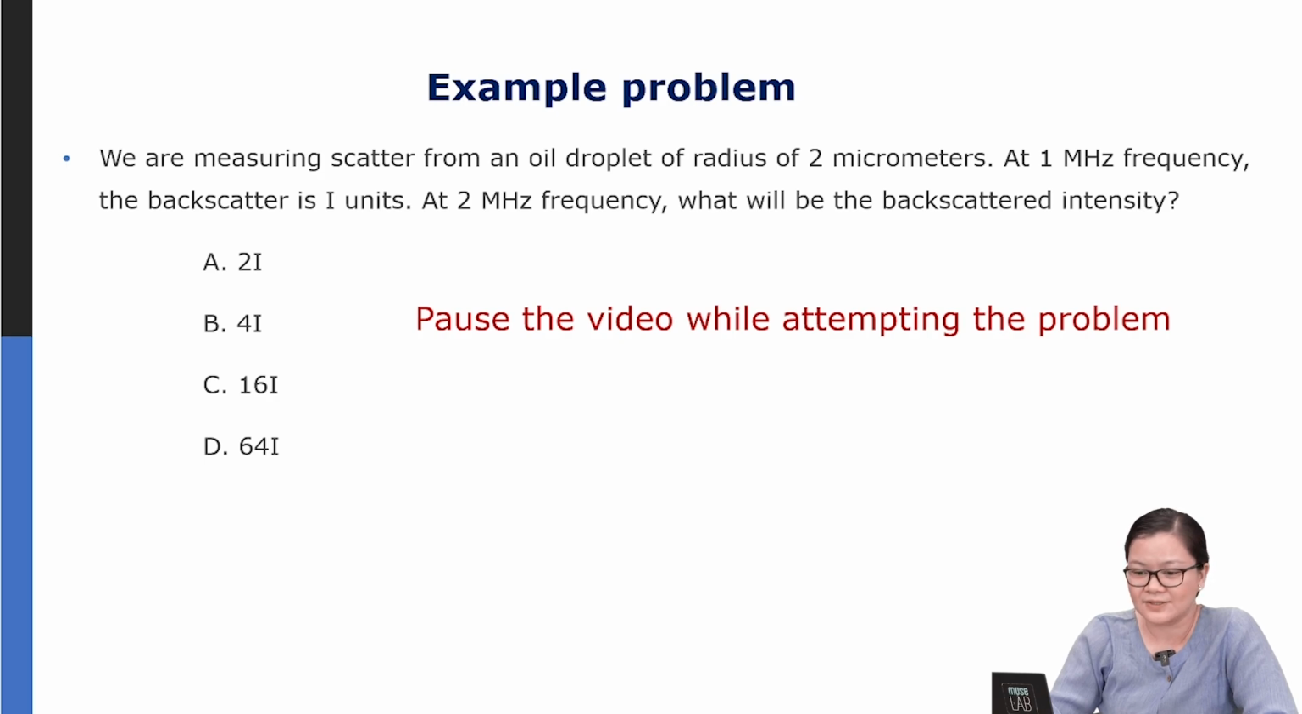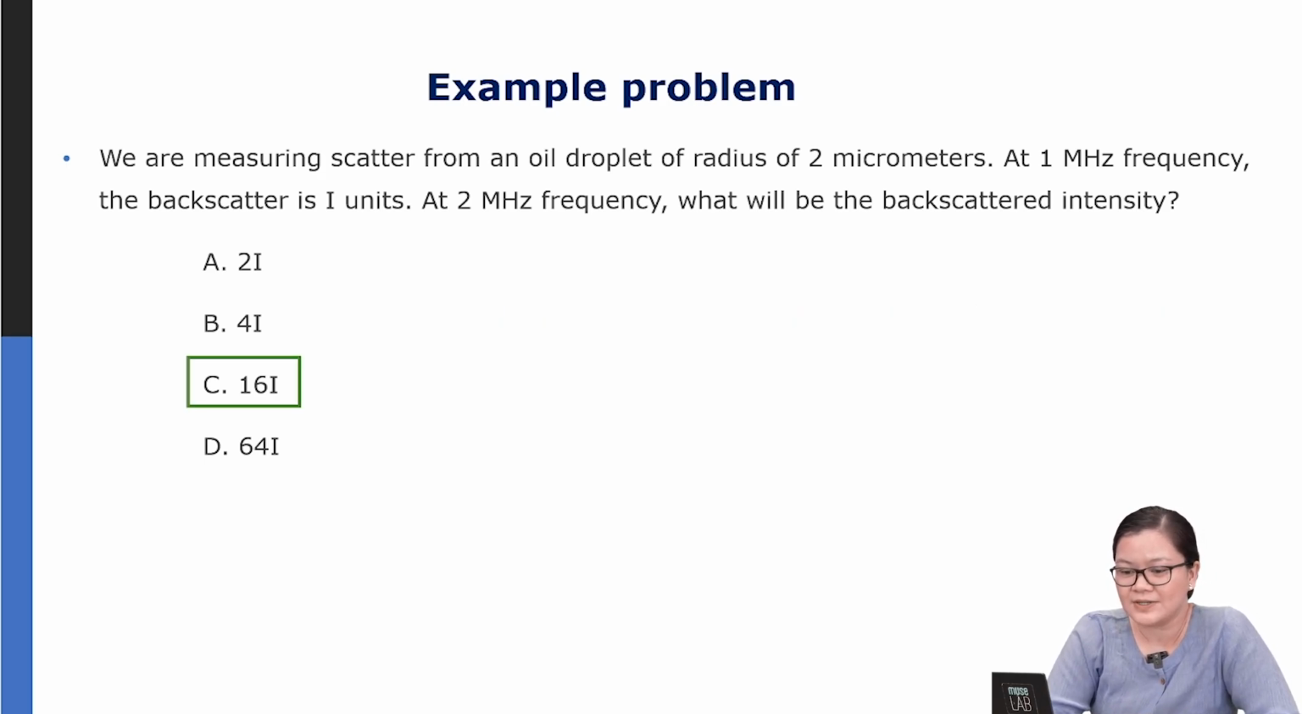Now let's look at the answer. The correct answer is 16I. Why is it 16I? The frequency has doubled from 1 to 2 megahertz, and we know that the intensity increases by a factor of frequency to the 4th power. So if we double the frequency, the intensity will increase by 2 to the 4th power, which is a factor of 16. And this is the answer.